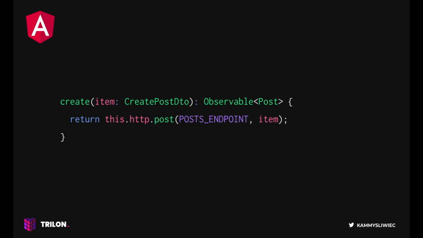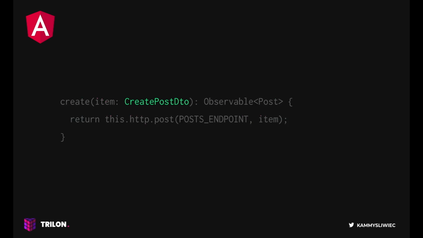So let's have a look at the real code. This is an Angular service, and this Angular service has a create method inside. This create method is using HTTP client to perform an HTTP request to our REST API using this dependency with the name http.